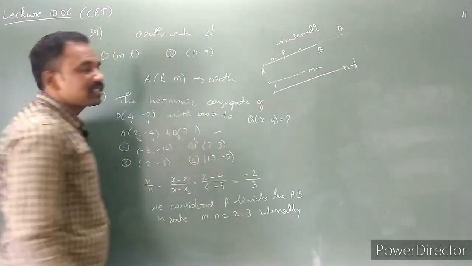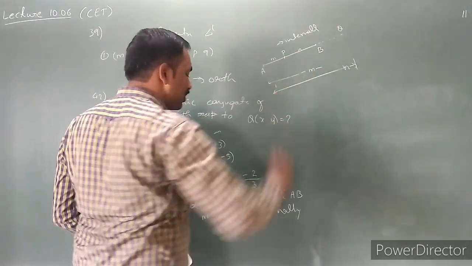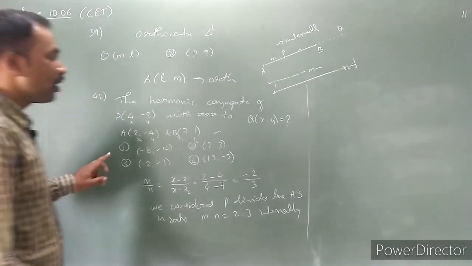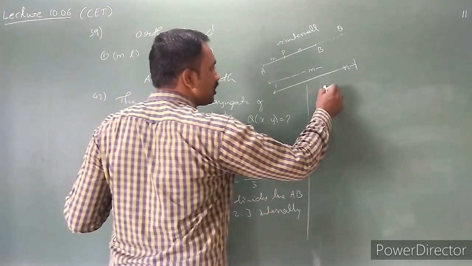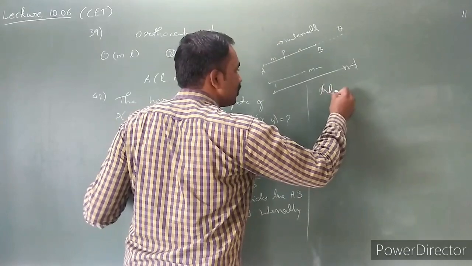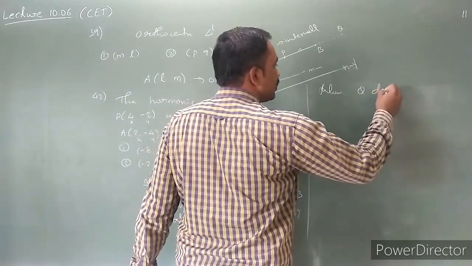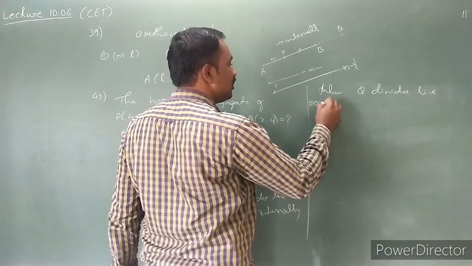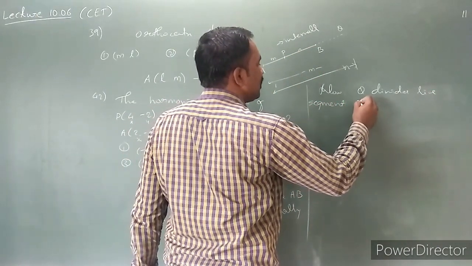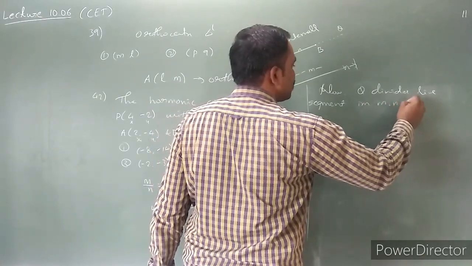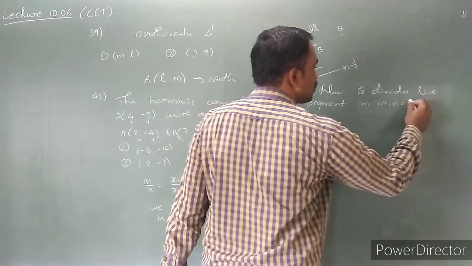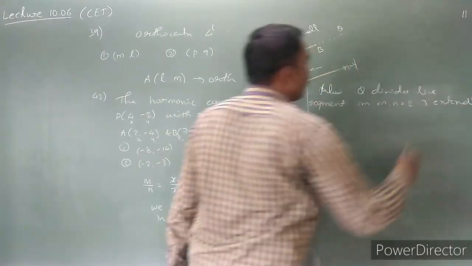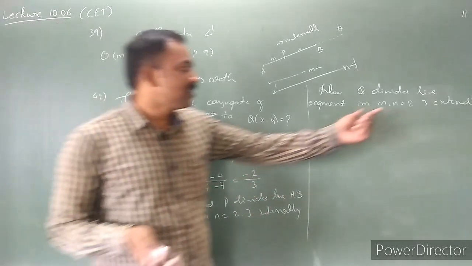Okay, internal division is considered, but we need to get the external division, so we are required to find the Q coordinate. Let me assume the Q coordinate. Now Q divides the line segment in the ratio m is to n. That value we already have, that is 2 is to 3 externally. P divides internally means Q obviously divides externally.